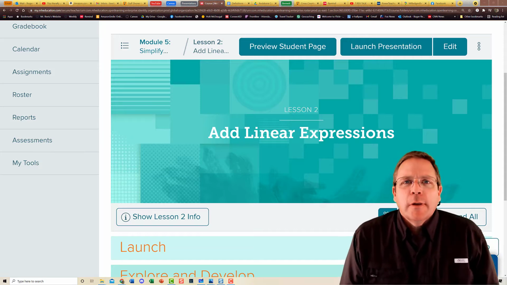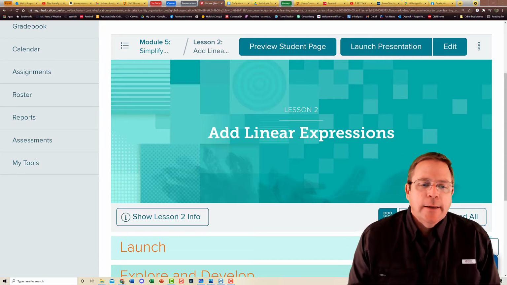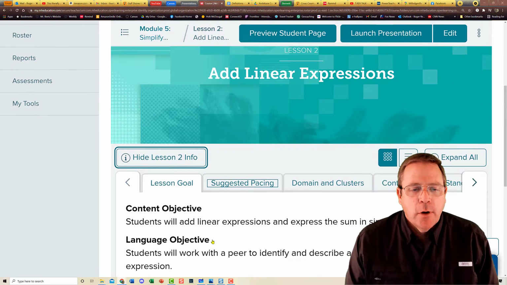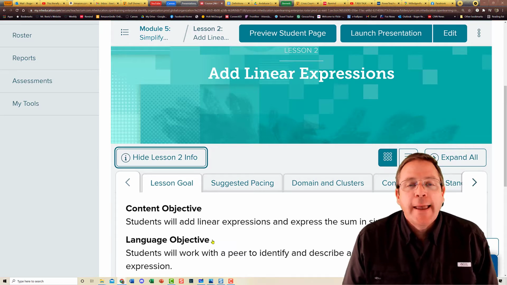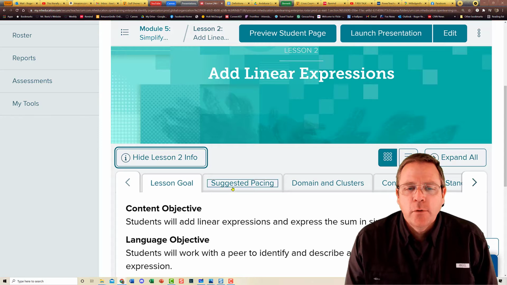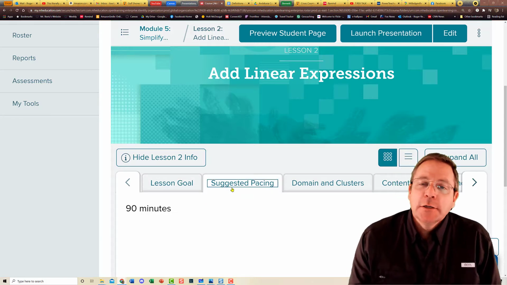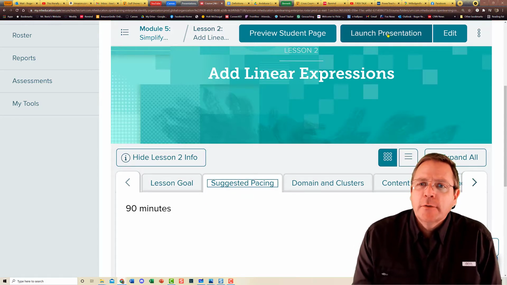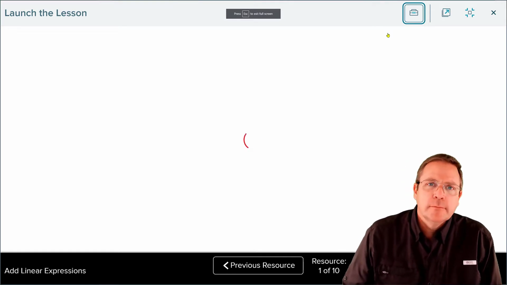Module 5, Lesson 2 deals with adding linear expressions. The content objective says students will add linear expressions and express the sum in simplest form. Suggested pacing suggests this will probably be a 2-day lesson, so let's get started.